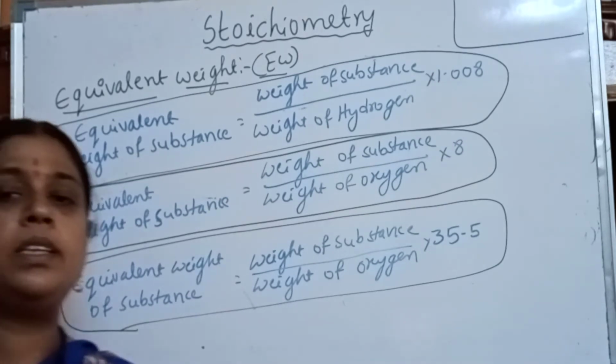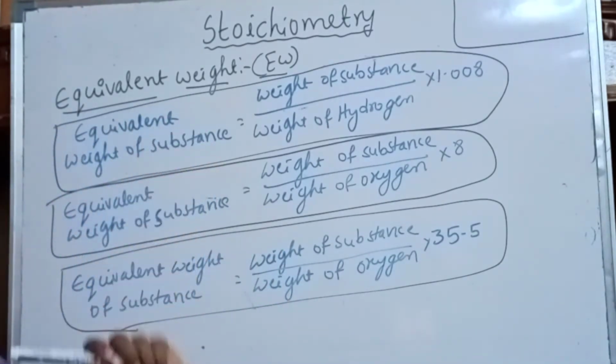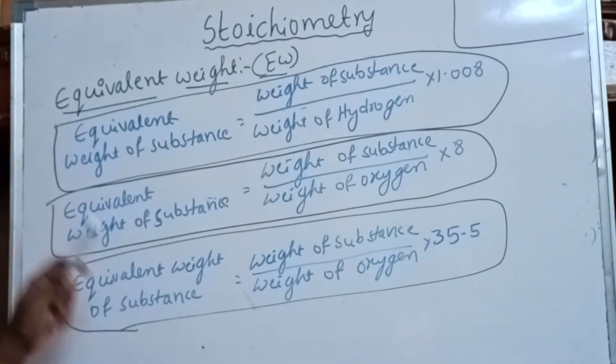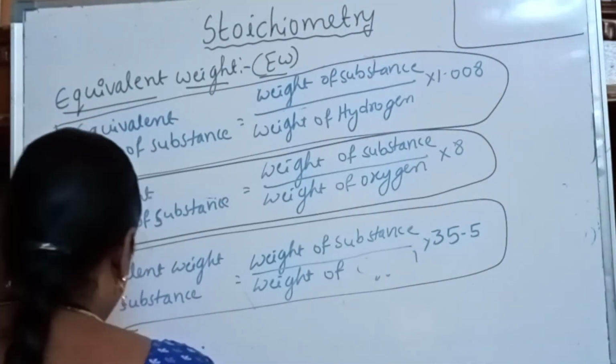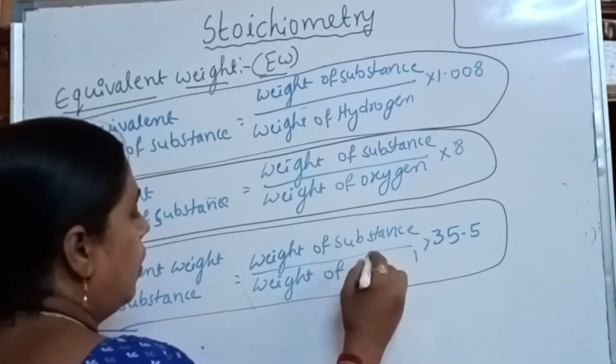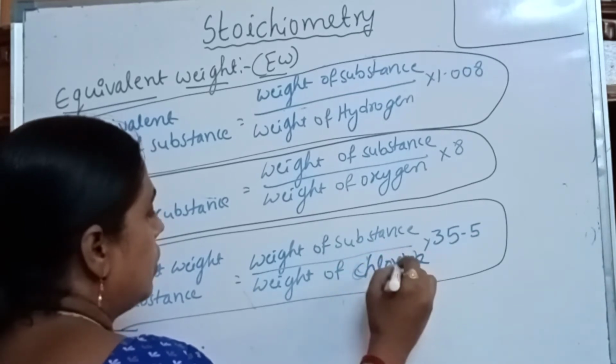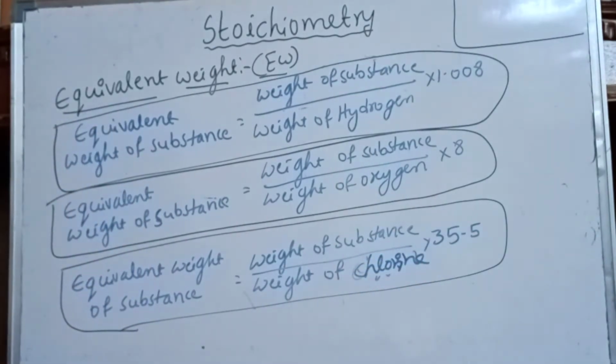Okay. So the next topic in this chapter is equivalent weight. Molecular weight is different from equivalent weight. Generally, equivalent weight means you have to understand this: the weight of a substance that combines with 1.008 grams of hydrogen, or 8 grams of oxygen, or 35.5 grams of chlorine, is called the equivalent weight.